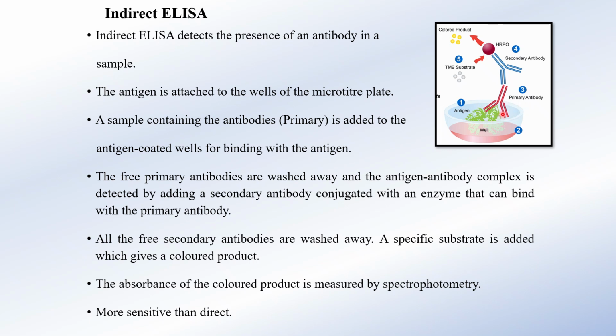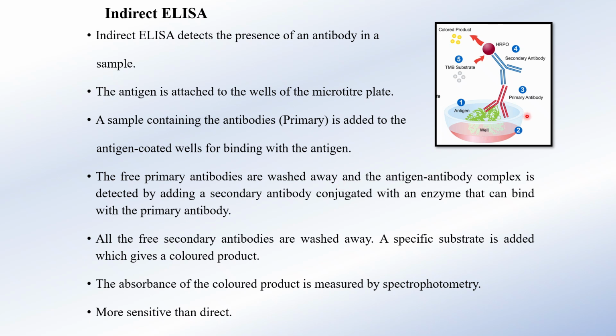Primary antibody containing sample is added to this well plate. The free primary antibodies are washed away and the antigen antibody complex is detected by adding a secondary antibody conjugated with an enzyme that can bind with the primary antibody.